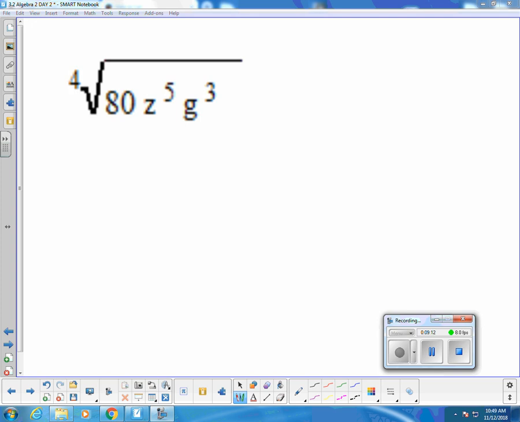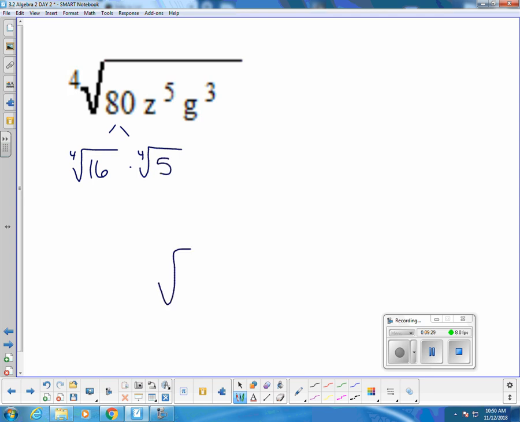What you want to do with the 80 is what we did on Friday. You want to break it down into 2 numbers such that 1 is a perfect 4th root. I heard somebody whisper 16. That's correct. 16 times what is 80? 16 times 5 is 80.